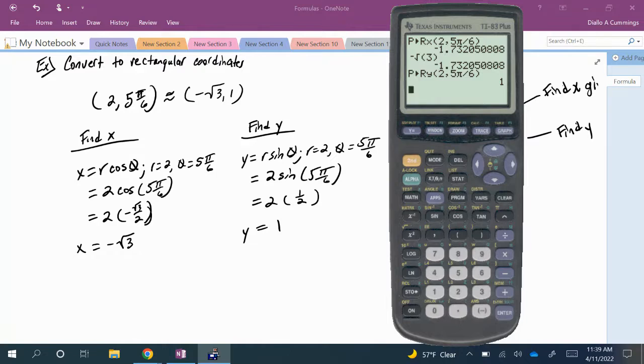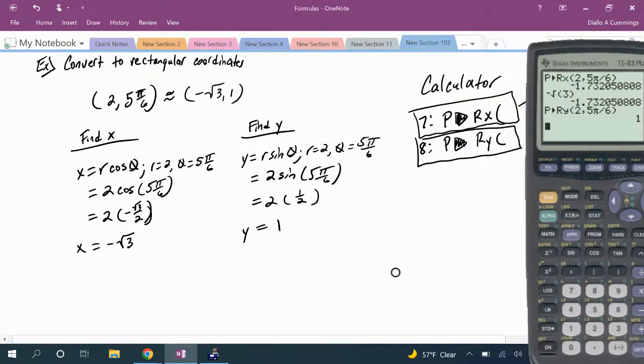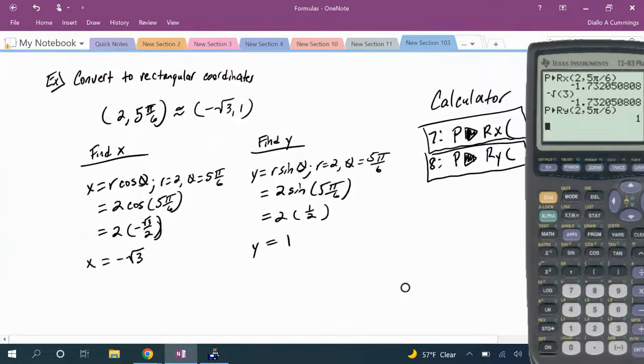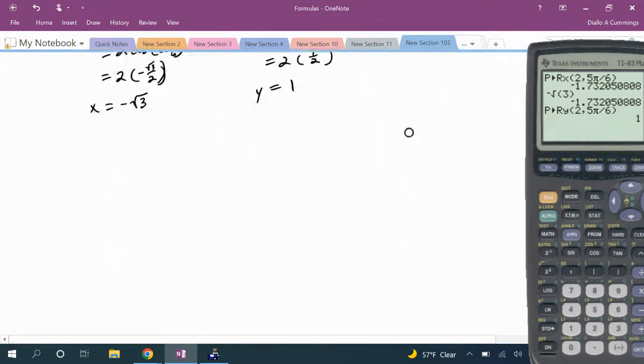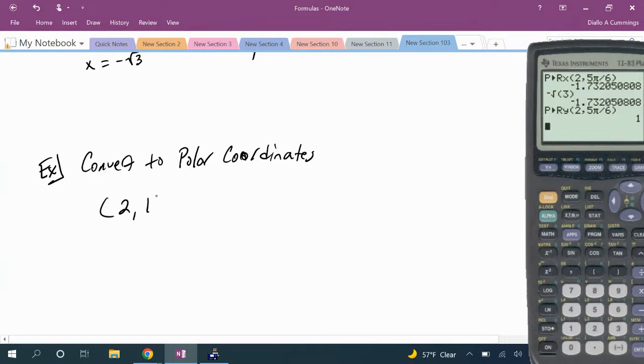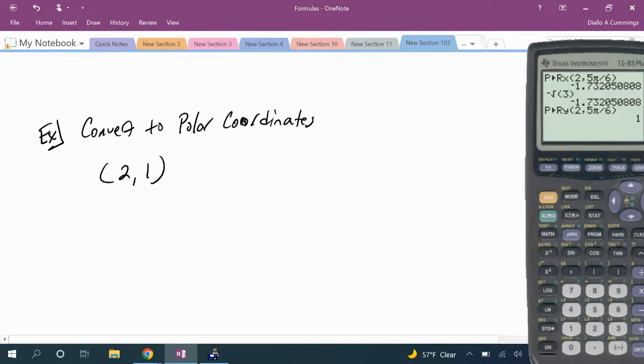All right, so now we're going to go the other way around. We're going to be given rectangular coordinates, and we want to convert to polar coordinates. All right, so we're given the rectangular coordinates 2, 1.